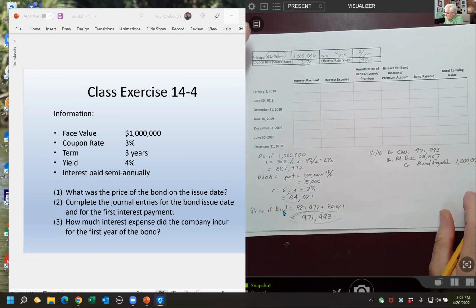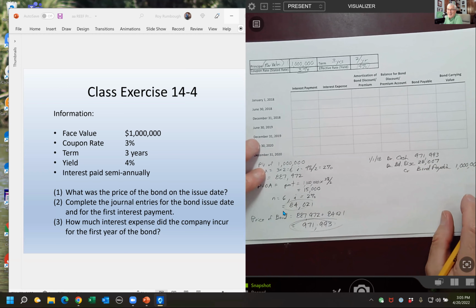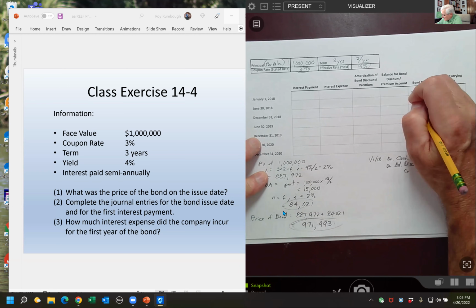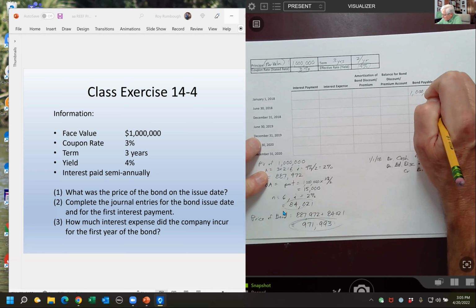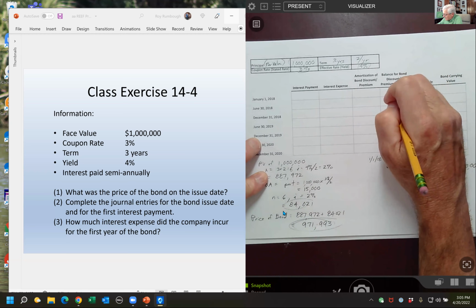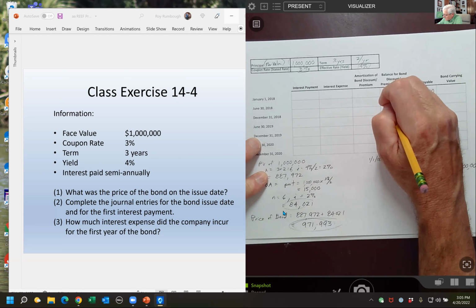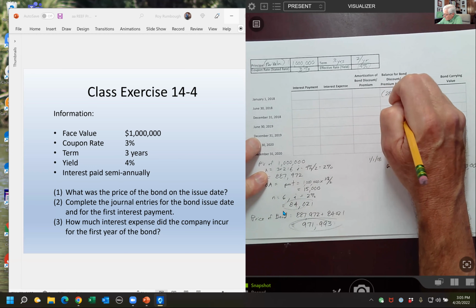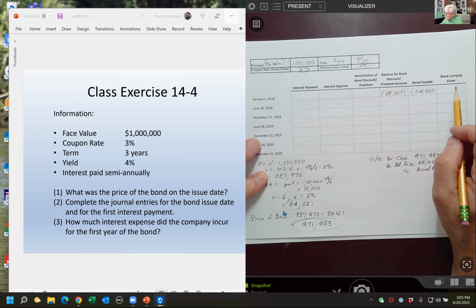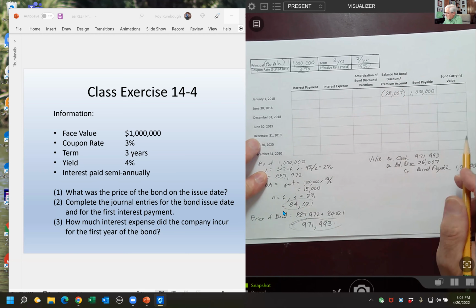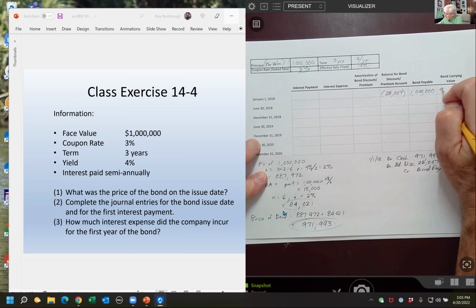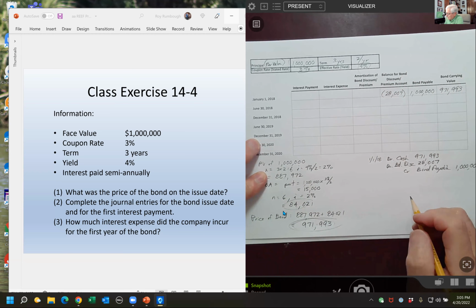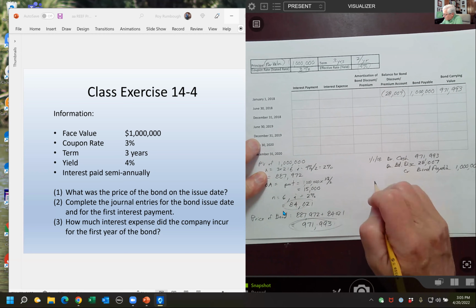And so let's post these to the table. The bonds payable account has $1 million, and the bond discount account is 28,007. What's the carrying value? Bonds payable minus the discount, 971,993. We'll go do the next one, June 30th.